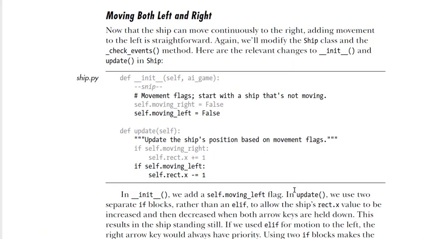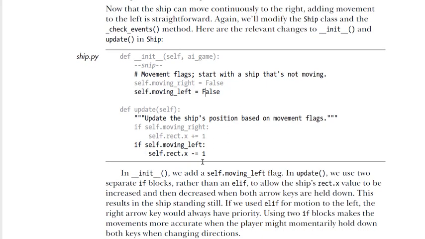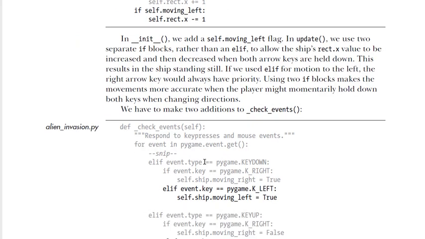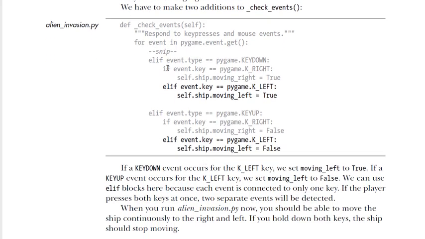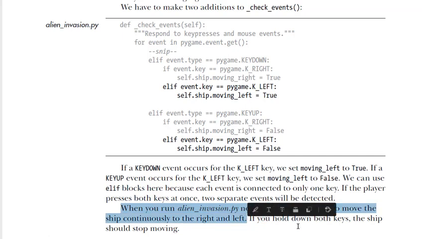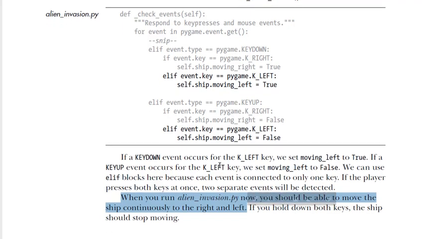Then it looks at both right and left. Again, some more updates to ship.py, so adding in an additional flag. Then we go into check events. We add in an elif for that, again making sure that vertical alignment shows up correctly. Key down event versus key up event, make sure that you're using case sensitivity correctly as well. Then we have another test. When you run Alien Invasion, you should be able to move the ship continuously to the right and left. If you hold down both the keys, the ship should stop moving.